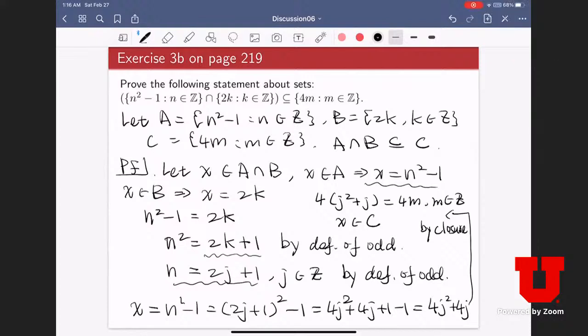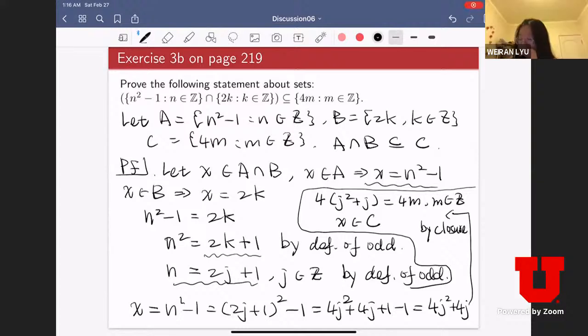Yeah, so because n squared minus 1 is equal to 4 times something, and it's equal to 2k, so k is also 2 times some other letter, like 2d or something else. So these two intersect is a subset of 4m. Mm-hmm. Yep.